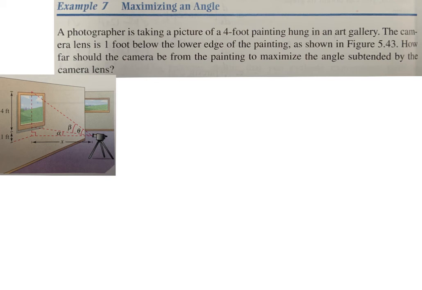So they've given us a picture. Beta here is theta minus alpha here. So we have, this is the whole angle, and these are the two pieces of that angle. So they want to compare this. How far away does this need to be to maximize the angle? We know this side to be 5 feet, so this is going to be the 1 plus that.